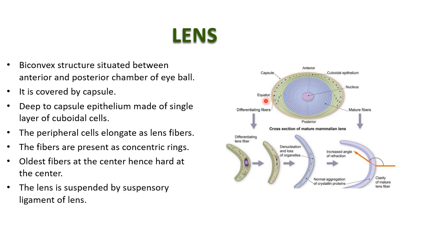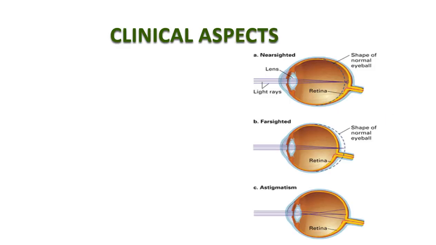So the lens is suspended by the suspensory fibers, which are attached in the grooves between the ciliary processes, and naturally the lens is made convex, bulged out, through the contraction of the ciliary muscles for accommodation. So all these things we have already discussed in the ciliary body.